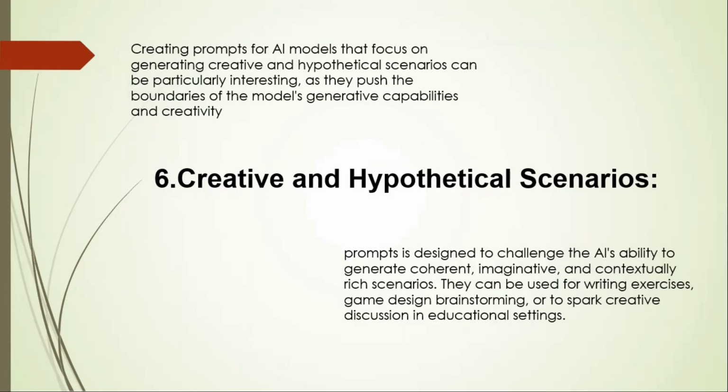Now here, the sixth type of prompting. There are 10 types of prompting. Now we are in six, creative and hypothetical scenarios. Creating prompts for AI models that focus on generating creative and hypothetical scenarios can be particularly interesting because that does not exist. It is creative stuff. These prompts are designed to challenge the AI's ability to generate coherent, imaginative, and contextually rich scenarios.